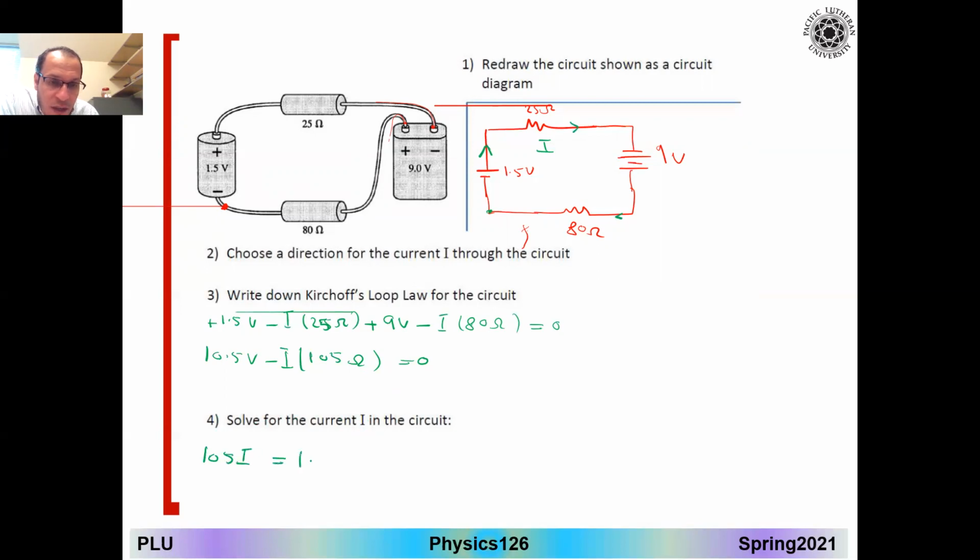This is equal to 10.5 volt. And here is the current: it will be 10.5 volt divided by 105 ohms, which is 1 over 10, so 0.1 amps. So that's how to solve this equation to find the current.